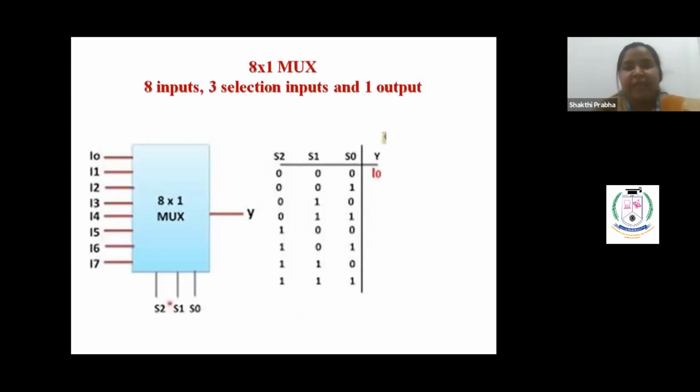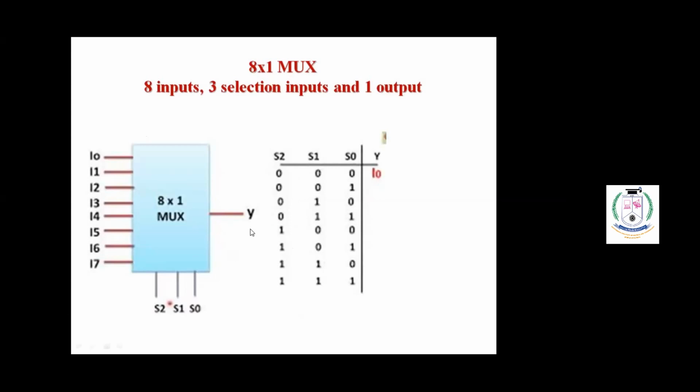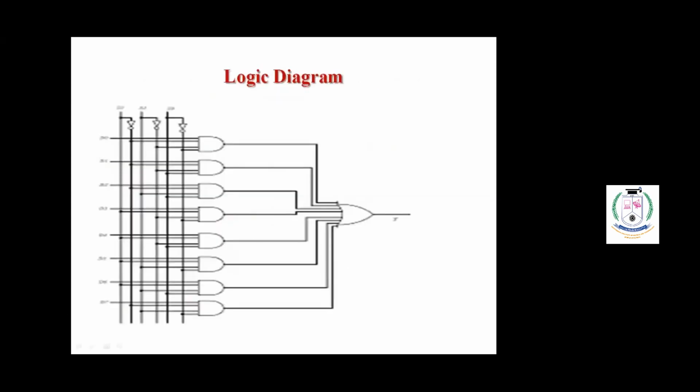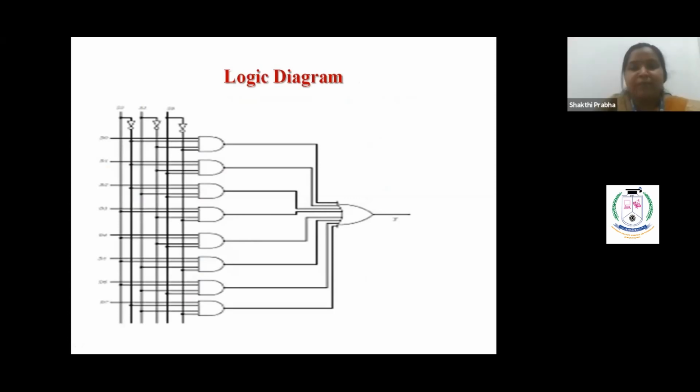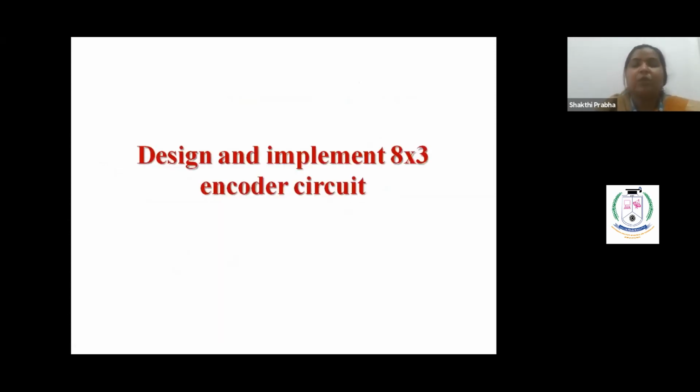Okay, so this is what I was explaining to you in the 8 plus 1 marks question, which has 8 inputs and 3 selection inputs with a single output. This is also the logic diagram which I have told you, with 3 selection inputs we are plotting. So with 8 AND gates, all the outputs of the AND gates are again fed into an OR gate. Based upon the question, you design it accordingly.